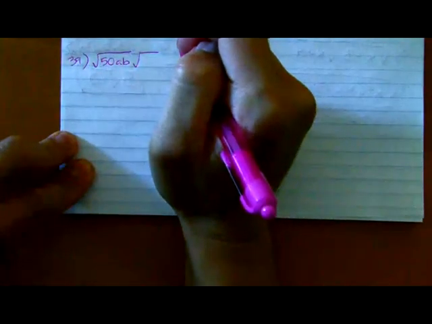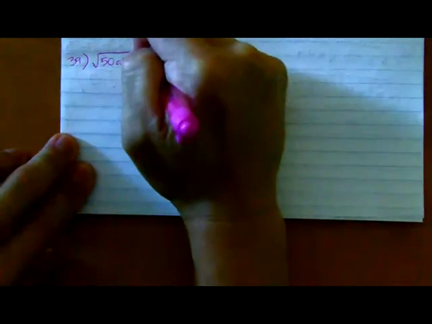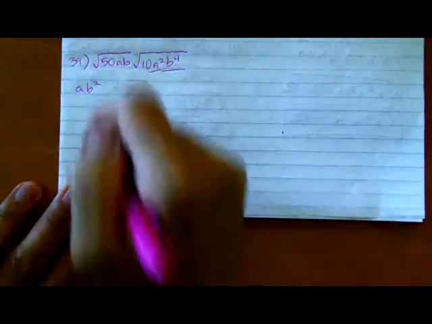Number 39. Radical 50ab times radical 10a squared b to the 4th. I'm going to square root what I can. The a squared and b to the 4th. Square root of a squared is a. Square root of b to the 4th is b to the 2nd. Okay, I'm going to multiply the rest together. 50 times 10 is 500 ab.